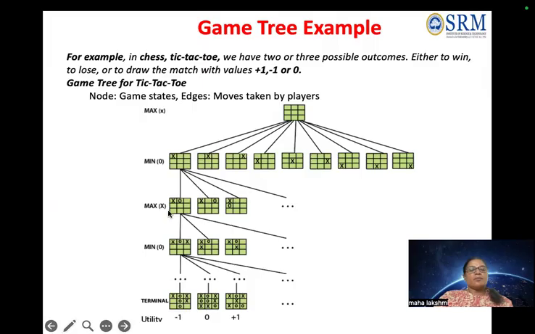Similarly, when it comes to max's turn, max can see that if X is already placed here and O is placed here, where it can again place X in order to win the tic-tac-toe game. They can win either diagonally, horizontally, or vertically if they consecutively have three X's. So if X is winning, its utility value will be +1, and if X is losing, the utility value of the game is -1, and a draw means its utility value will be 0.